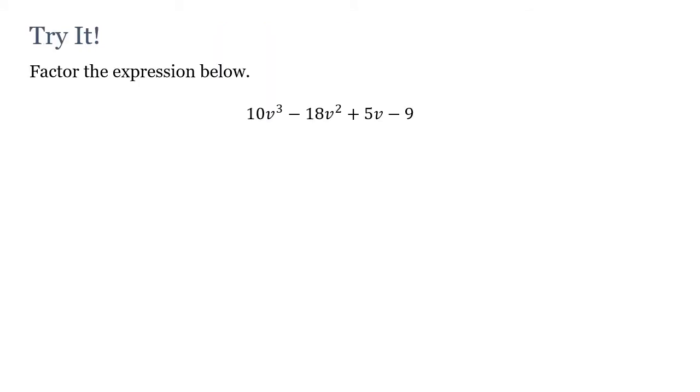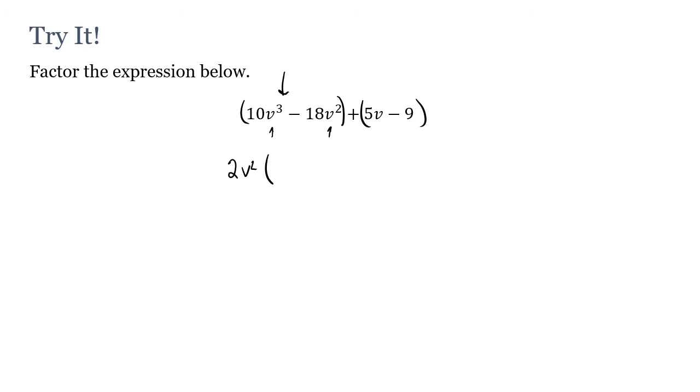Alright, let's try another example. So first I'm going to draw my parentheses. Now I'm going to ask a question, what is the biggest thing that I can pull out of 10v cubed and 18v squared? Well, 10 and 18 both have 2 in common, and this one has 3 v's and this has 2 v's, so they both have 2 v's in common. So I'm going to pull out 2v squared.